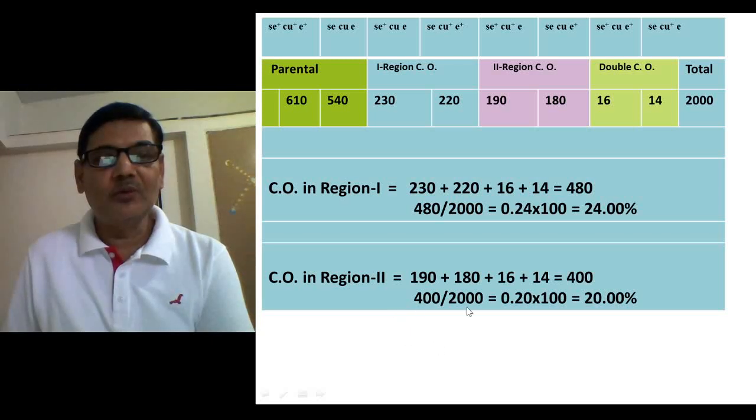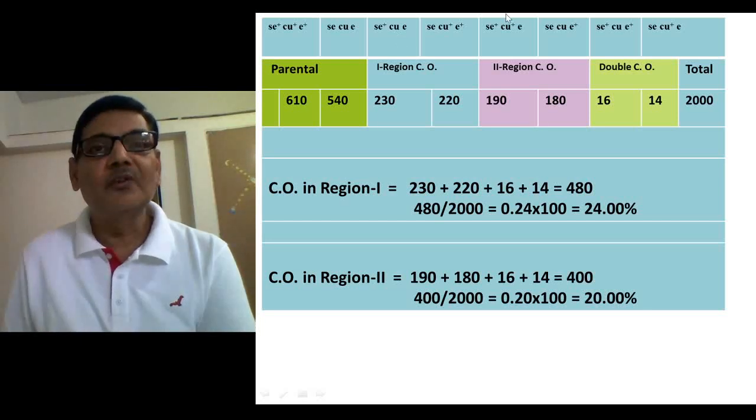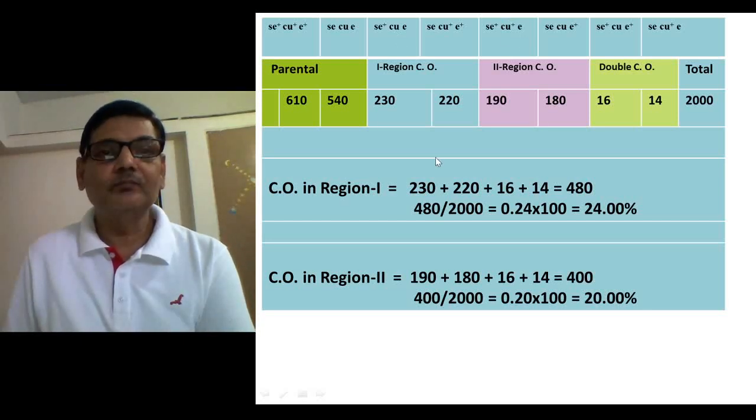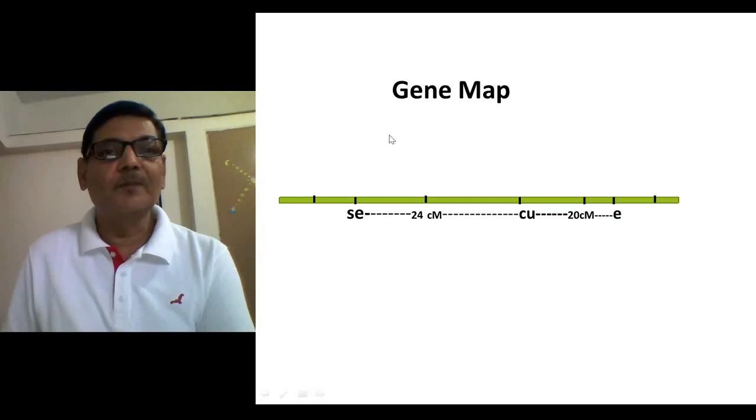400 divided by 2000 comes 0.20, and multiplied by 100, 20. It means 20 map units or centimorgan distance is there between CU and E genes. So this is the way you can calculate crossing over between the genes, and you can know what amount of distance exists between the three genes.